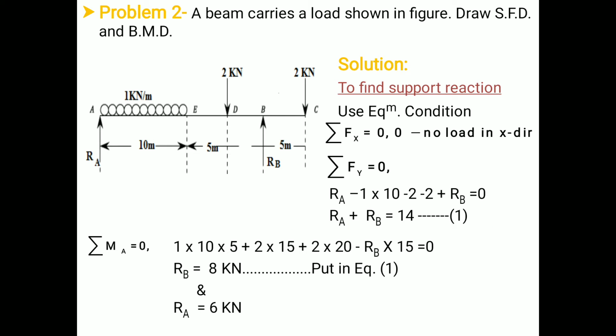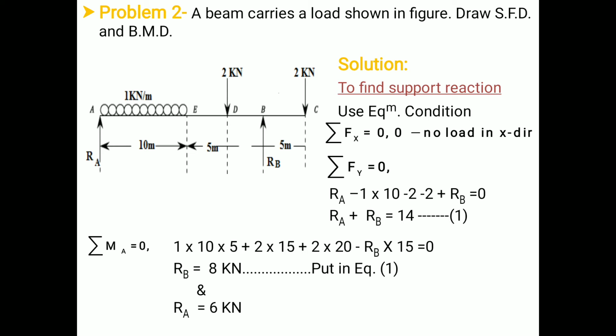Now we have the third equilibrium equation, moment at A is equal to 0, that is summation of moment at A equal to 0. So we have 1 into 10 into 5. 1 into 10 is nothing but the UDL converted into point load, and that point load will act at a distance of half of the span, therefore it is 5, plus 2 into 15, because for the 2 kN the perpendicular distance is 15 meter, and it will produce a clockwise moment about point A, therefore positive.